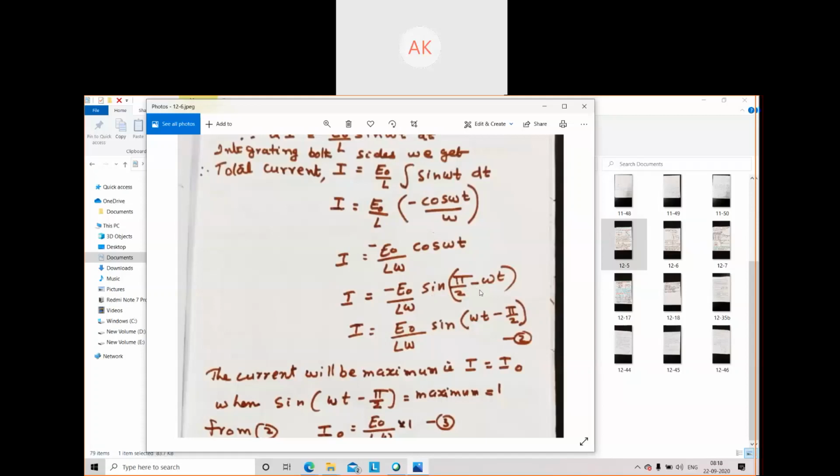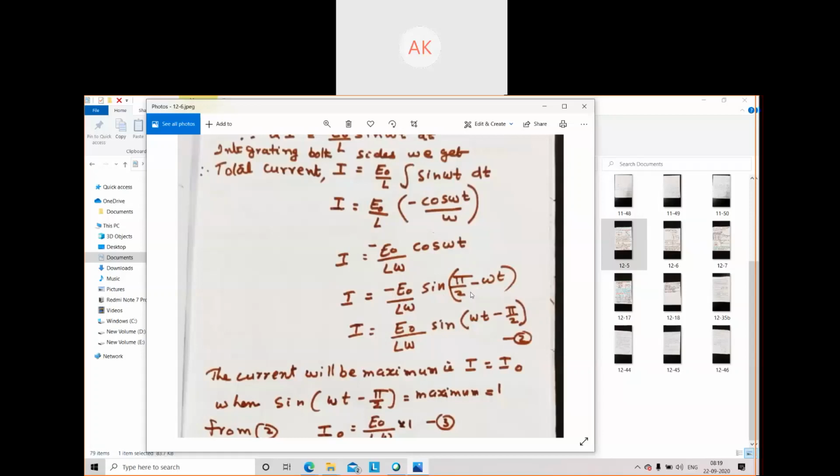See, actually sin of omega t plus 90 and omega t minus 90 both will give cos omega t. Sine of 90 plus theta or sine of 90 minus theta both give the same value. So here actually 90 minus omega t will give cos omega t. Similarly 90 plus omega t also will give cos omega t. But we are taking the minus term, sin of 90 minus omega t, because this negative sign we want to remove and we have to express omega t first.